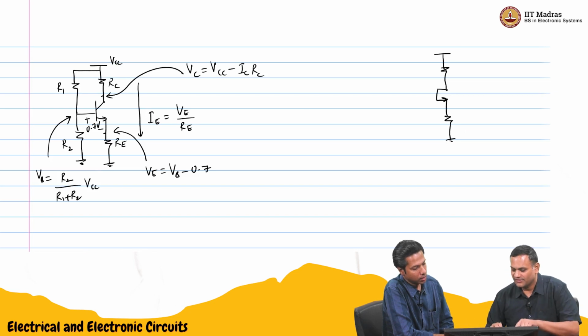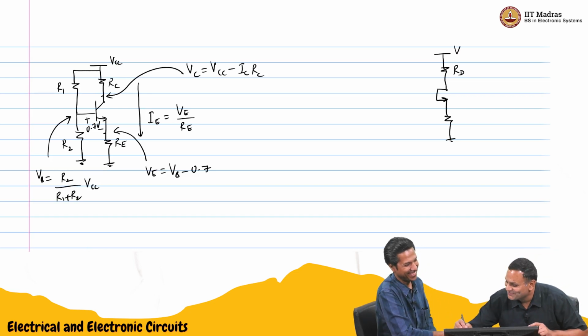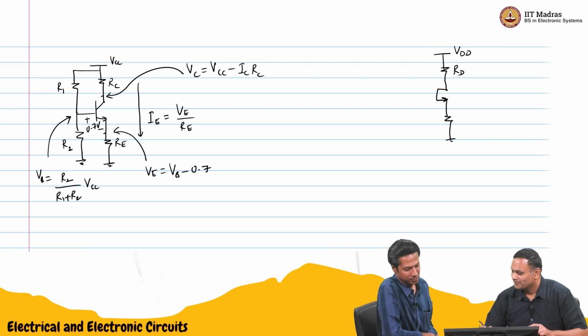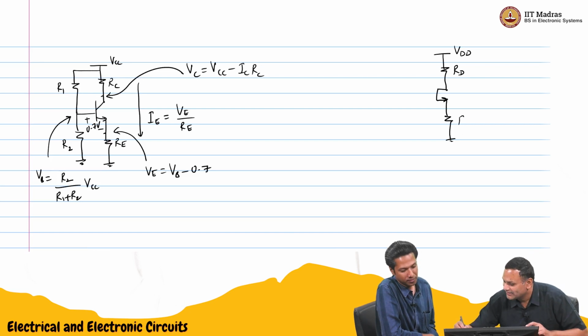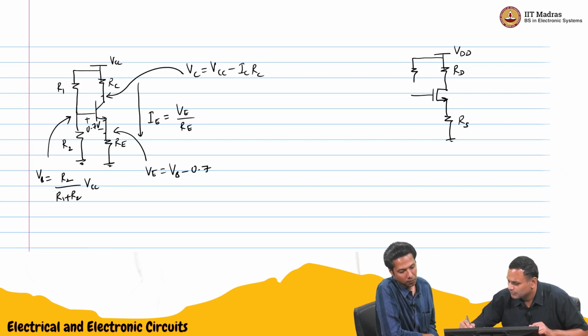Now, this voltage is going to the collector and the resistance at the collector was RC. Here it's going to the drain, so RD. And any guesses what the battery will be called? VDD, because it's going to the drain. And instead of the emitter resistor, we'll call it RS. And these two can be the same, no? Yeah.